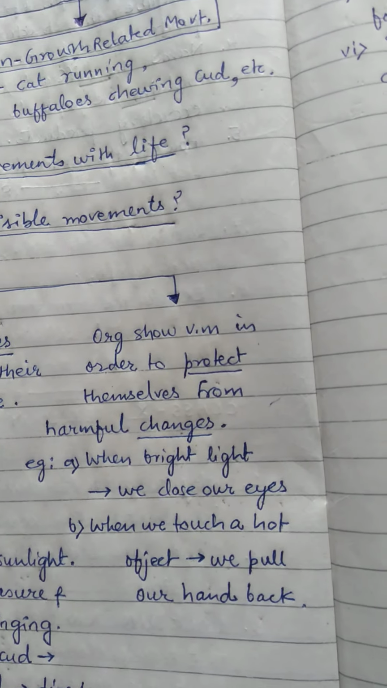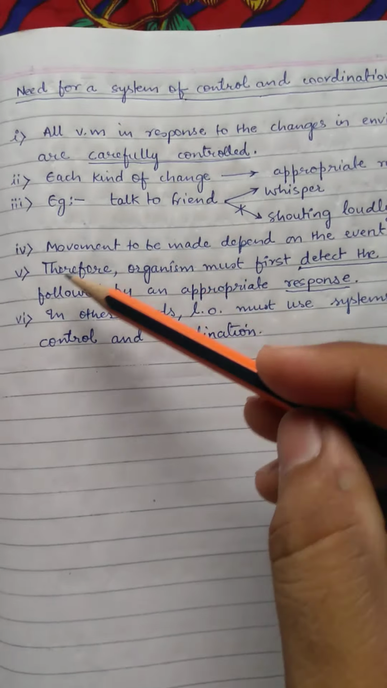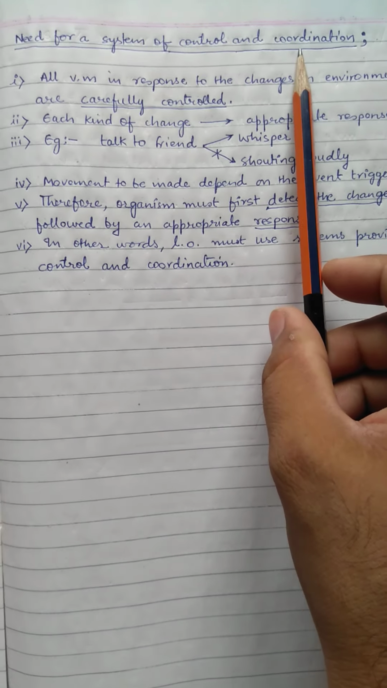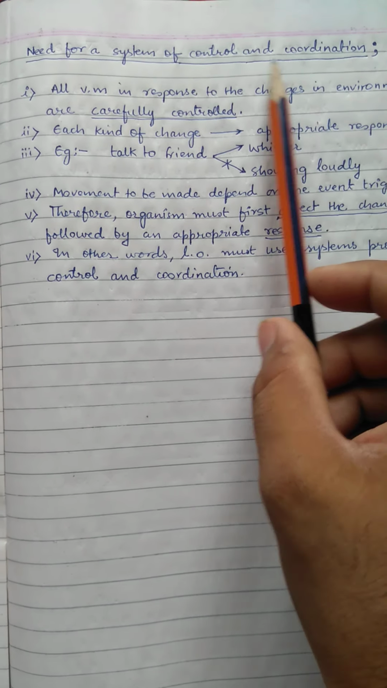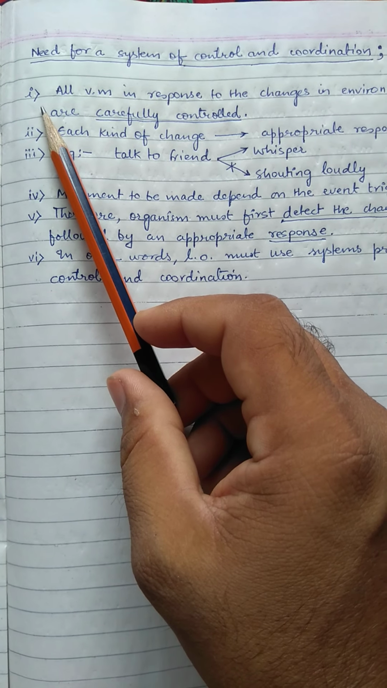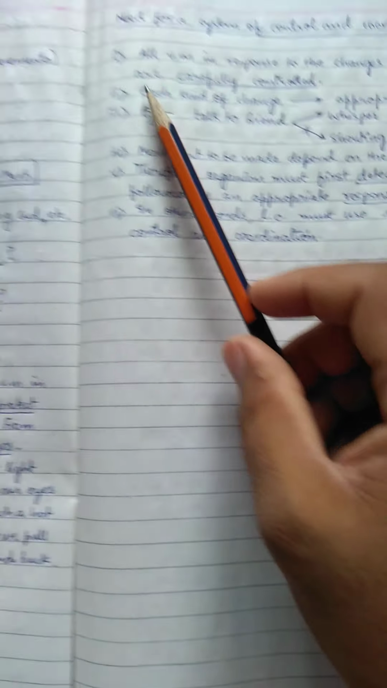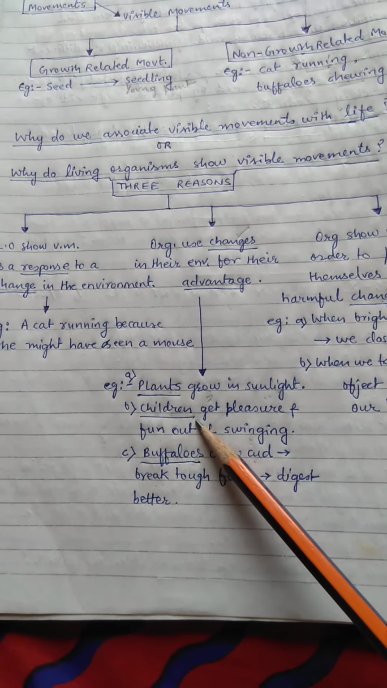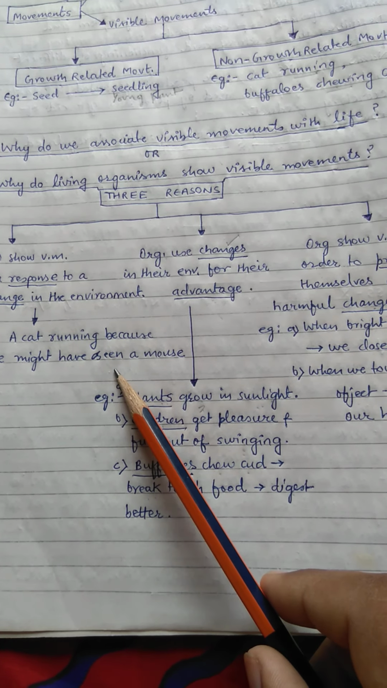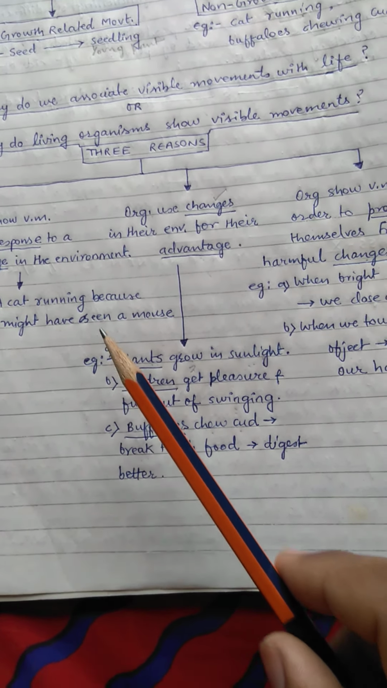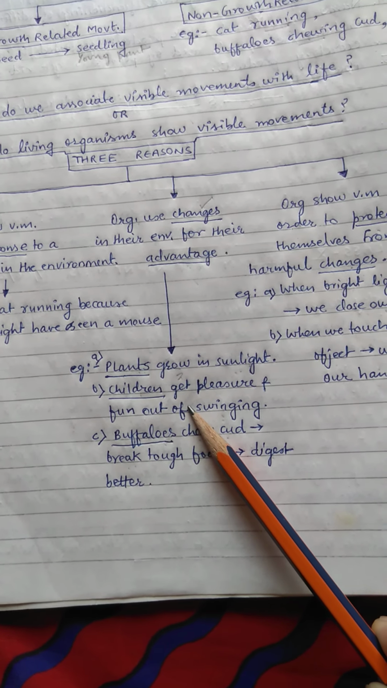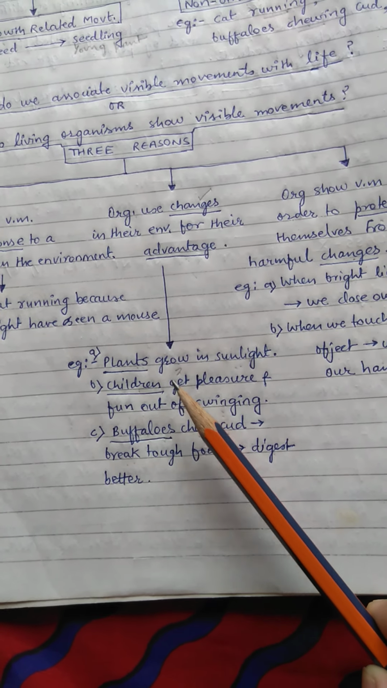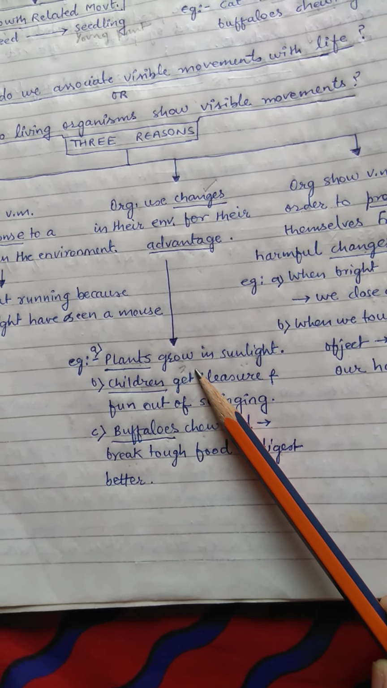Now the third paragraph that we are going to study is telling us the need for a system of control and coordination in the body of living organisms. Now, in the above 3 reasons that you have studied, in all these examples, you can see that a particular change in the environment is related with a particular visible movement. So the movements, you can see, are carefully controlled by the living organisms.